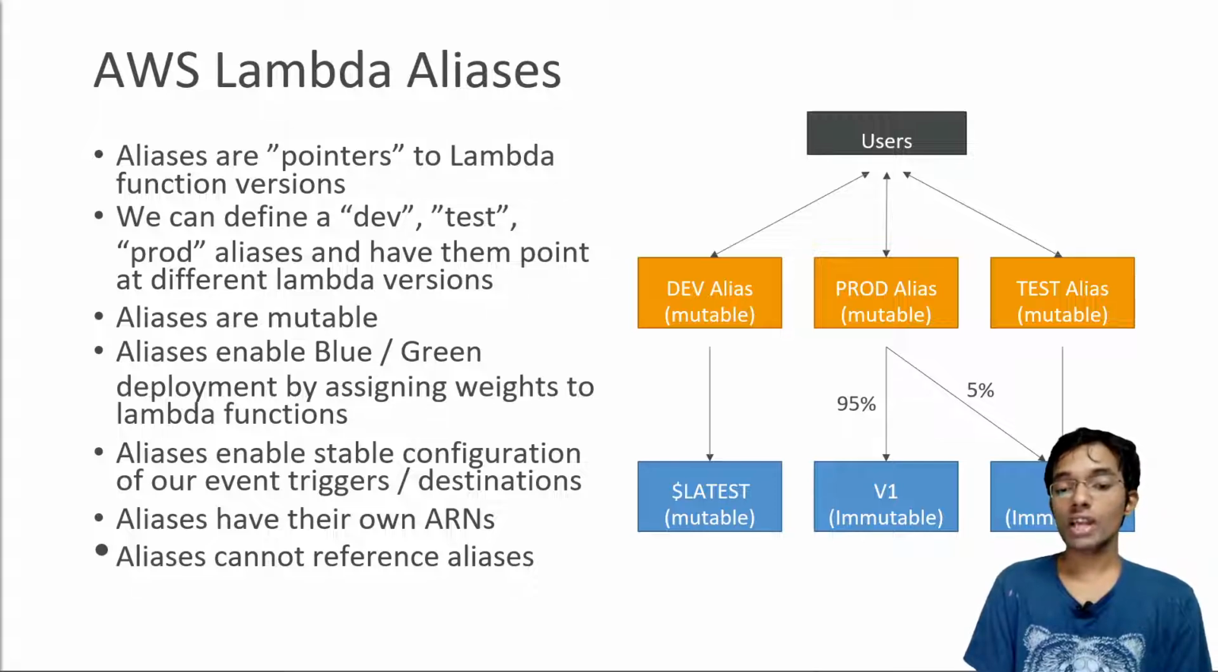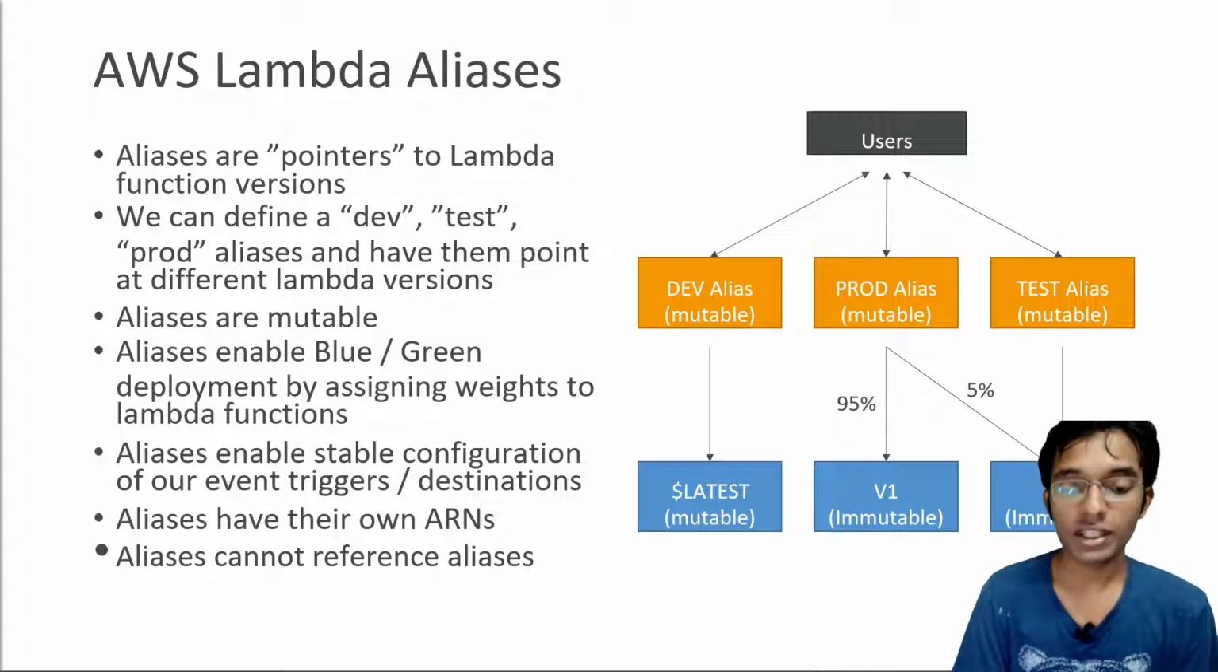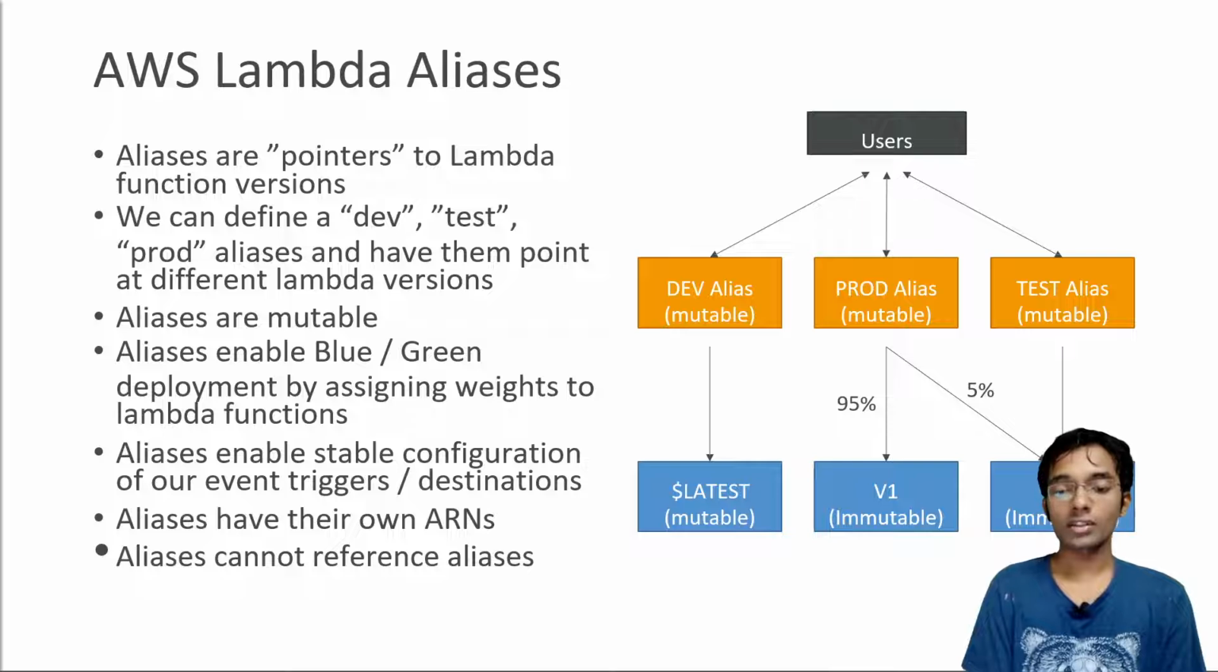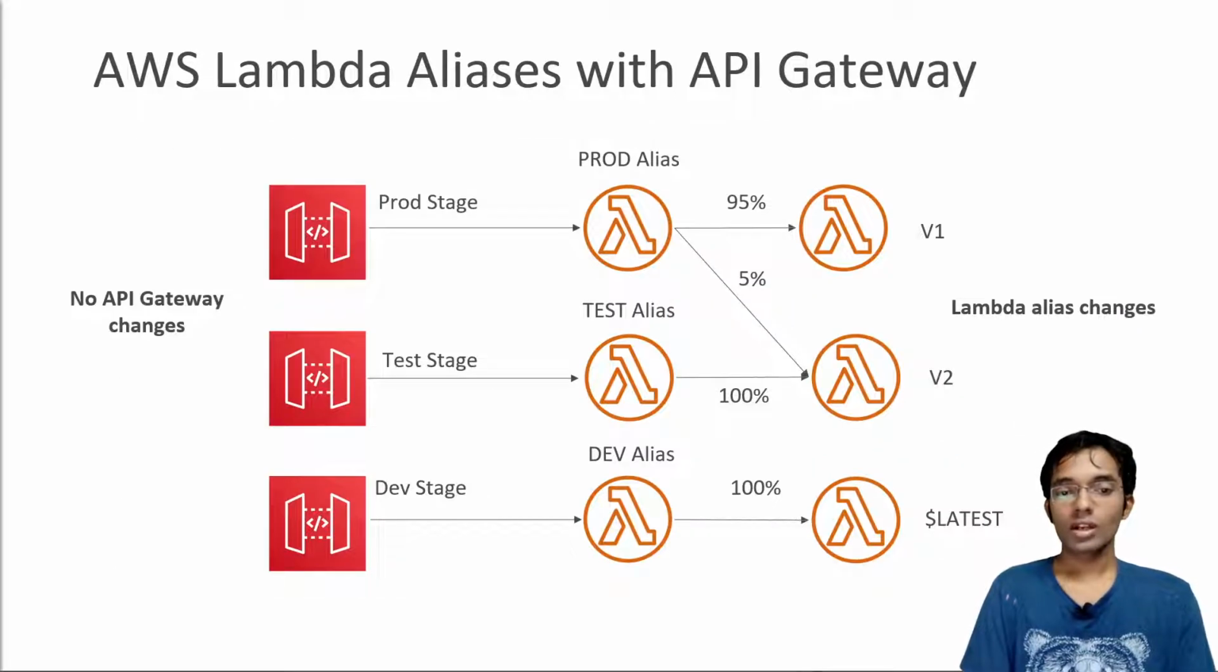Okay, so now the aliases enable stable configuration, for example, at the API gateway level. So as we'll see in the next slide, the aliases have their own ARN. So how does it go with the API gateway? So we have a dev stage pointing to the dev alias, which is pointing 100% of its traffic to the $latest lambda function.